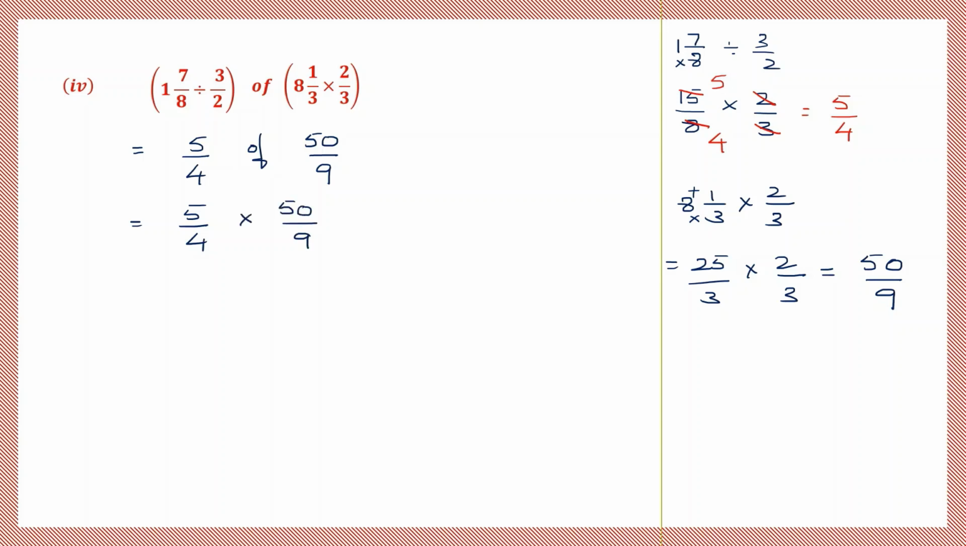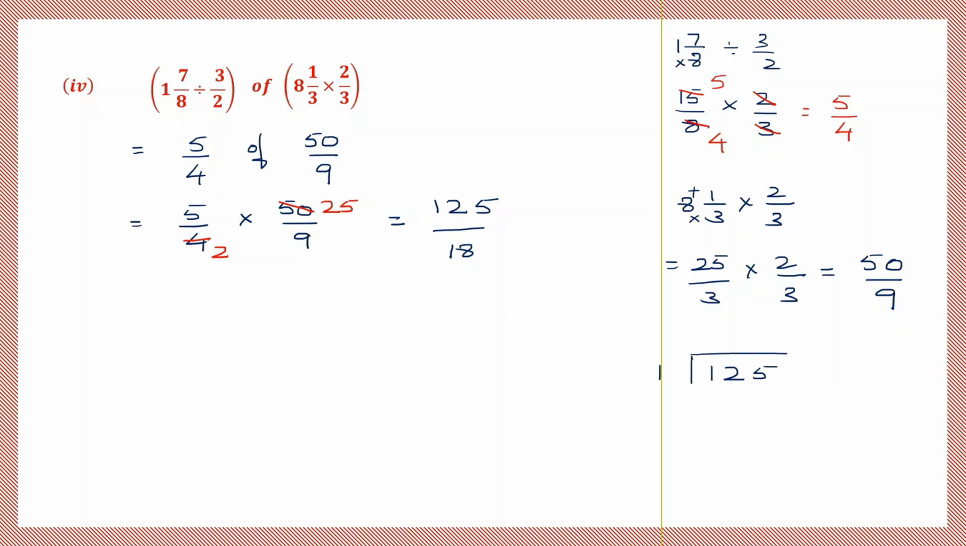What can we cancel here? We can cancel 4 and 50 both by 2. 2 2s are 4 and 2 into 25 is 50. So is there anything else that we can cancel? There's nothing else. We're going to multiply the numerators. 25 5s are 125 and 9 2s are 18. So we've got 125 by 18, which is an improper fraction. So let's convert it to a mixed number.